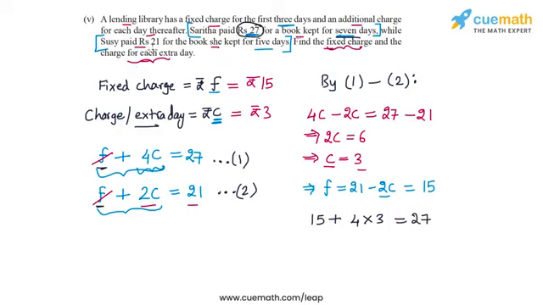Similarly, Susie kept the book for 5 days. So she would have paid 15 rupees as fixed charge, and for the 2 extra days she would have paid 2 into 3 or 6 rupees. So 15 plus 6 is equal to 21. So this aligns with the fact that Susie paid rupees 21 for the book. So our answers are correct. The fixed charge is rupees 15 and the charge per extra day is rupees 3.